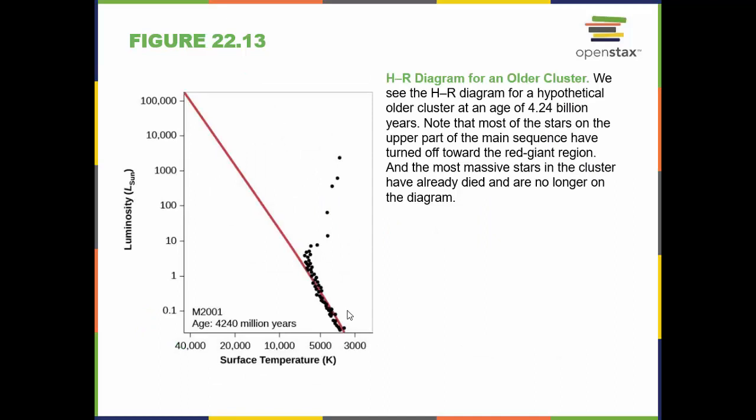And here we see the HR diagram for a hypothetical old cluster of about 4.2 billion years. And note most of the stars in the upper part of the main sequence have turned off towards the red giant region. And the most massive stars in the cluster have already died or are no longer on the diagram.